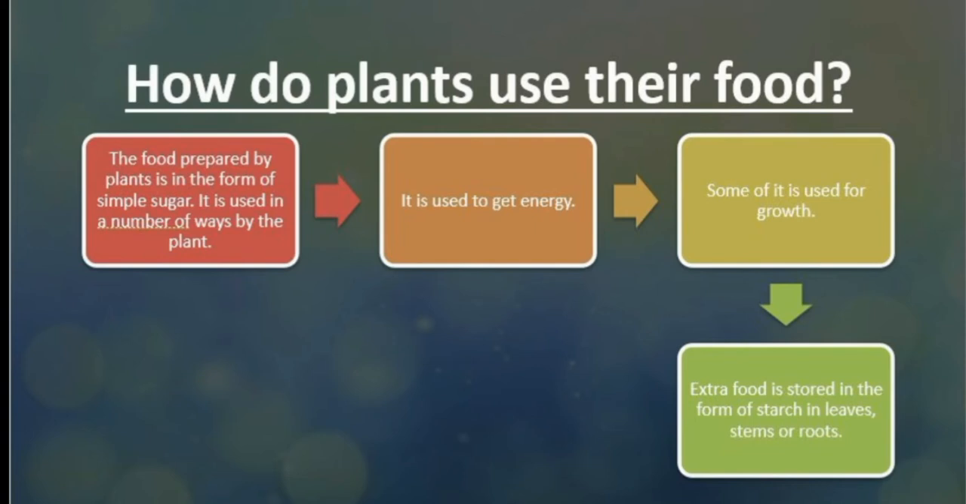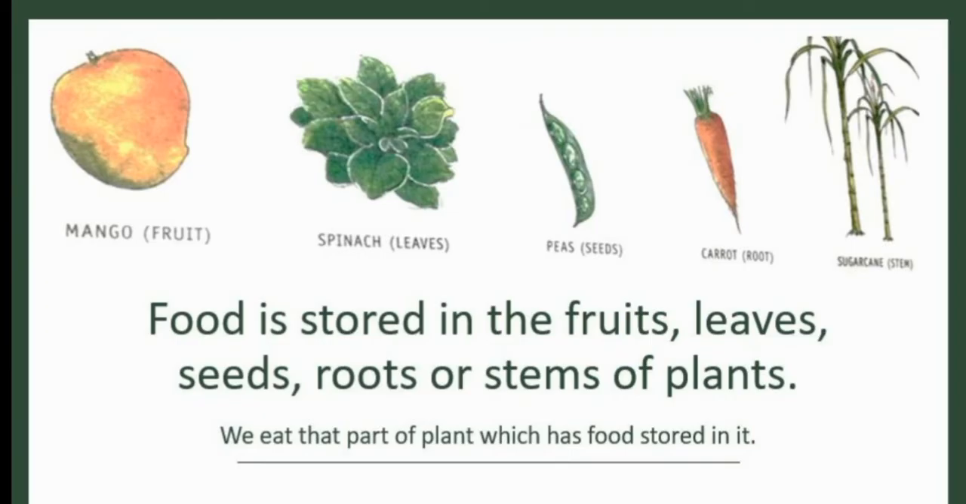So what all are the parts of the plant that we eat? We eat fruits, leaves, seeds, roots or stem of the plant. For example, mango, spinach, peas, carrot and sugarcane. The food is stored in the fruits, leaves, seeds, roots or stem of the plant, and we eat that part of the plant which has the food stored in it.